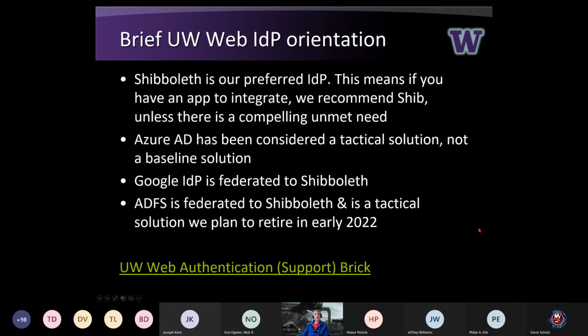Let's move on. So Shibboleth is our preferred identity provider. What I mean by that is if you have some application to integrate here at the University of Washington, you're going to get a recommendation to integrate it with Shib. The only time you're not going to get that recommendation is if you have some compelling need that Shib doesn't meet. And so, there's a variety of things that are like that. If you need OAuth, you're not going to get it from Shib, so you would be pointed somewhere else. If you need WS-Fed, you're not going to get it from Shib, you're going to be pointed somewhere else.